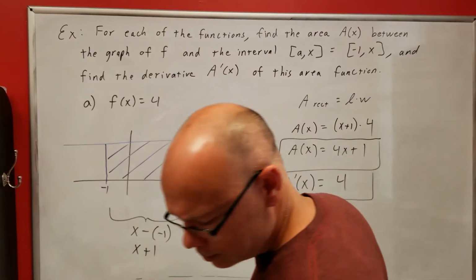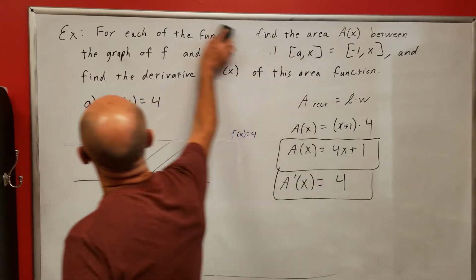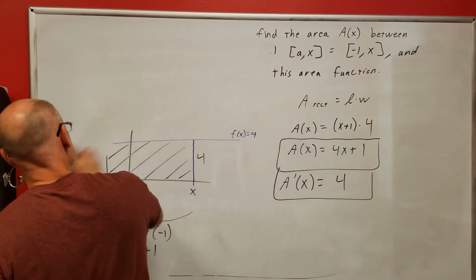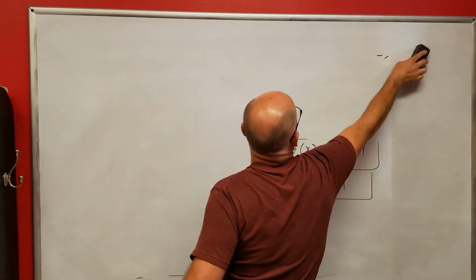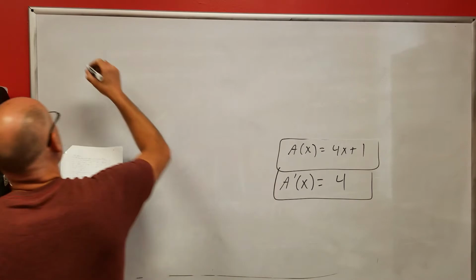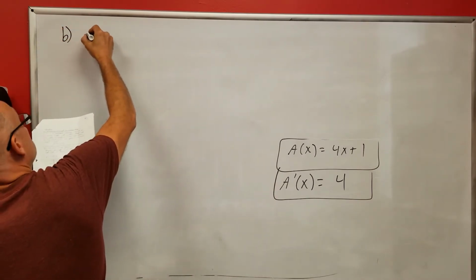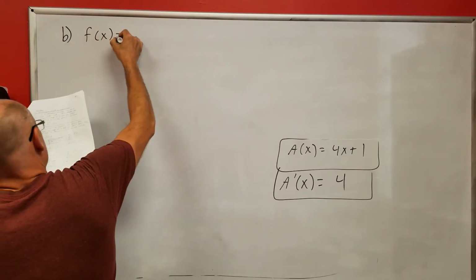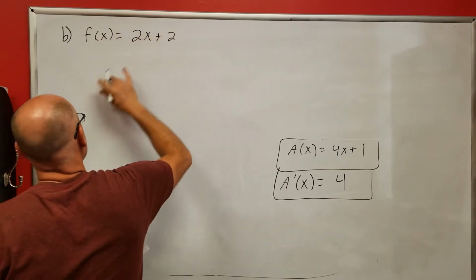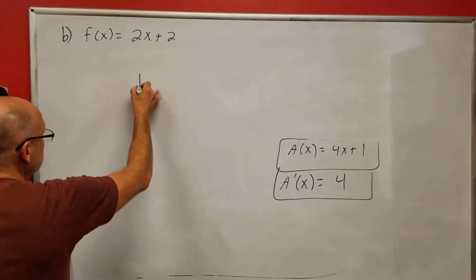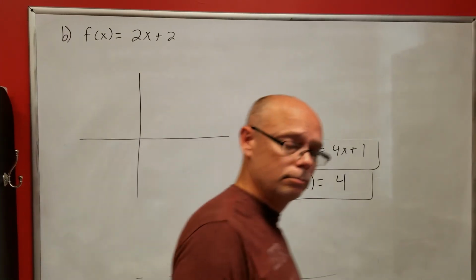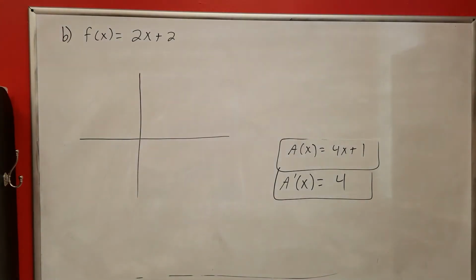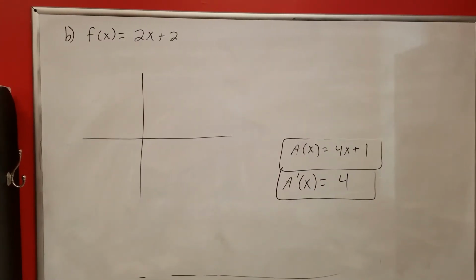Let's look at part B. Part B has the same directions as this one, okay? So what I'm going to do for part B is I'm going to draw a picture first of all, then I'm going to go from there. Okay, for part B we have f of x is equal to 2x plus 2. So let's draw a picture of this, okay?